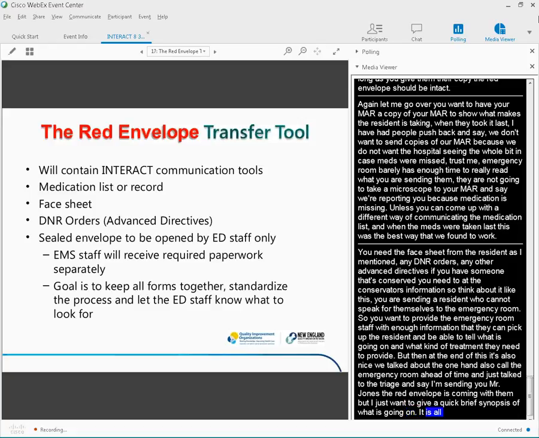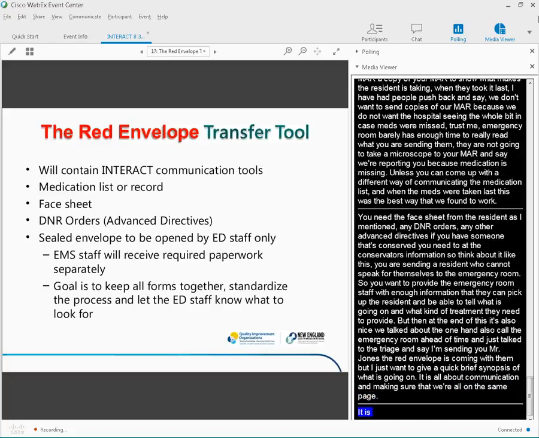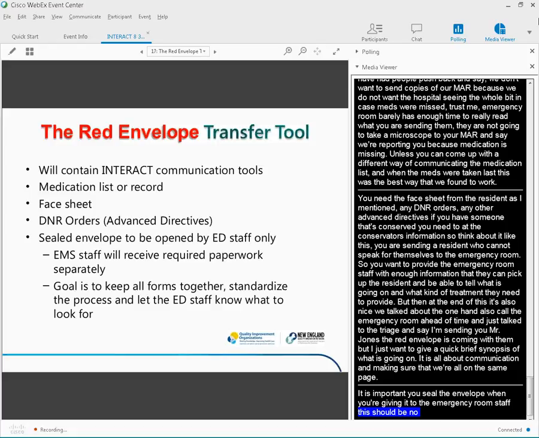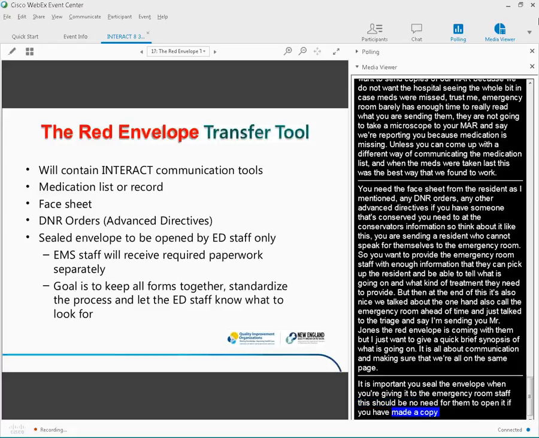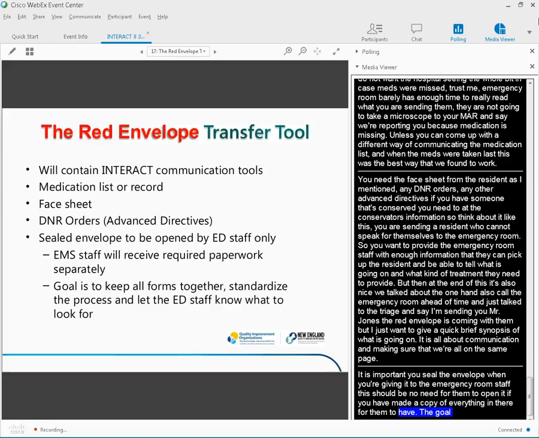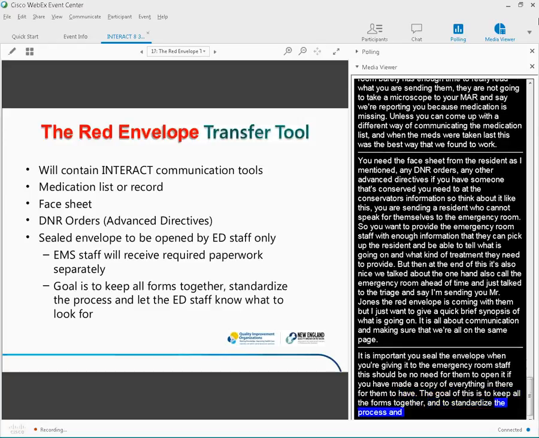It's important that you seal the red envelope when you're giving it to the emergency room, the EMS staff. There should be no need for them to open it if you've made a copy of everything in there for them to have. The goal of this is to keep all the forms together and to standardize the process and to let the emergency room staff know exactly what they're looking for.